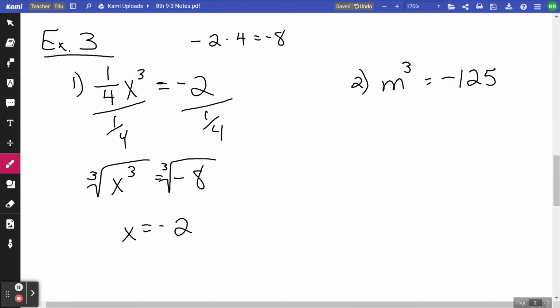Looking at example 2, go ahead and take a second, do it yourself. All right, hopefully you did that. So the cube root of m cubed is m, and the cube root of negative 125 is going to be negative 5. So you're just thinking what number times itself 3 times is going to give you that number. Hope it helps.